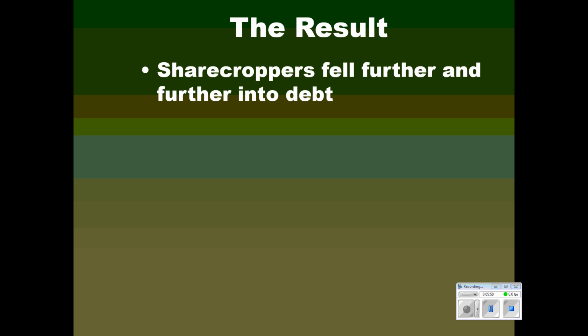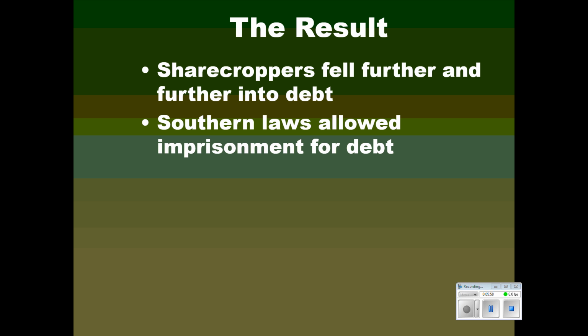Now, what was the result of all this? Well, sharecroppers fell further and further into debt. And this is where it gets really nasty. Southern laws allowed for imprisonment for debt. In other words, if you couldn't pay your debts, you would be sent to debtor's prison.